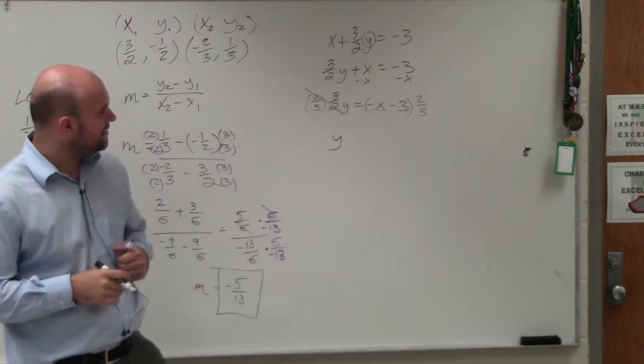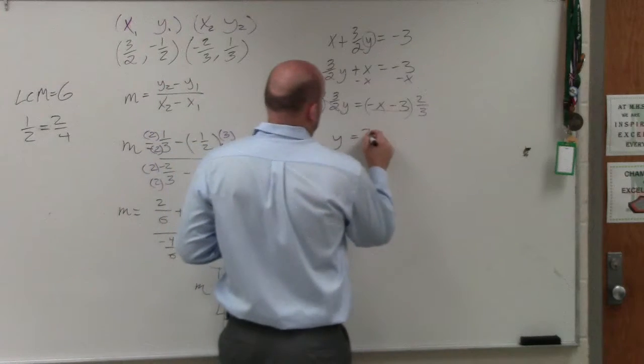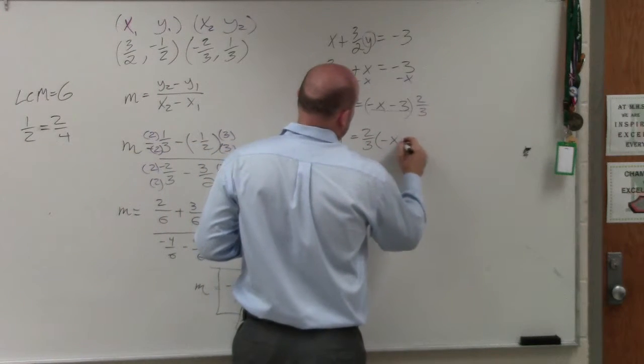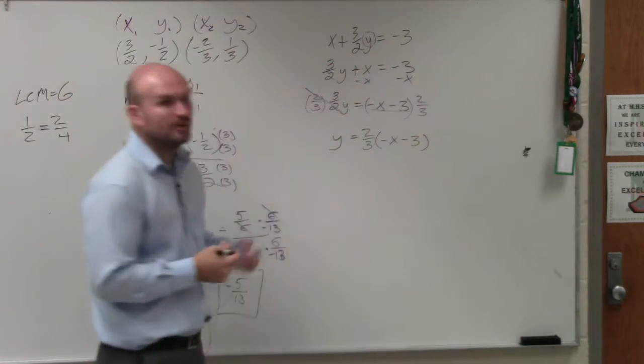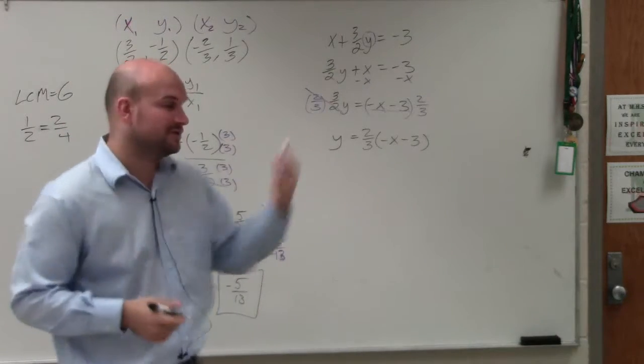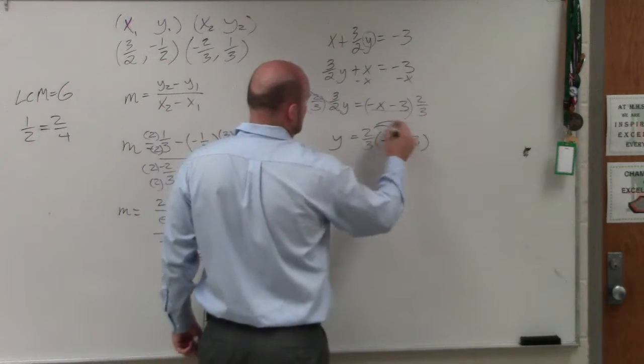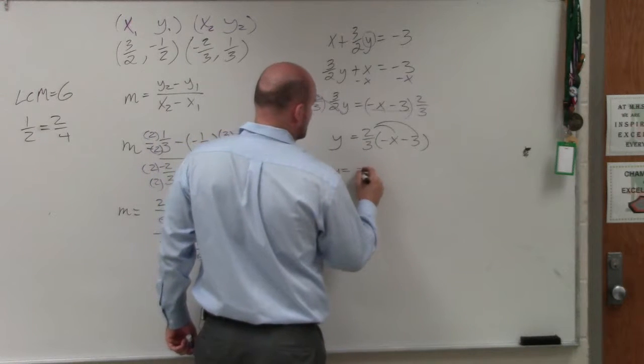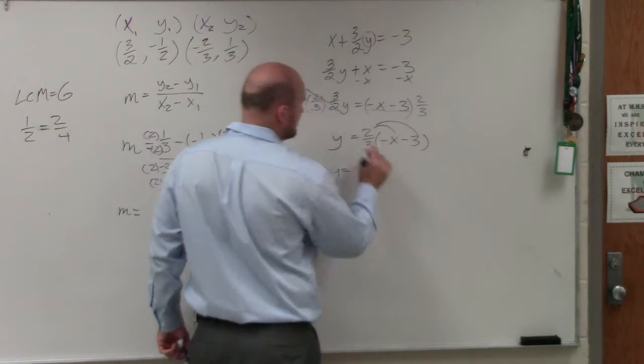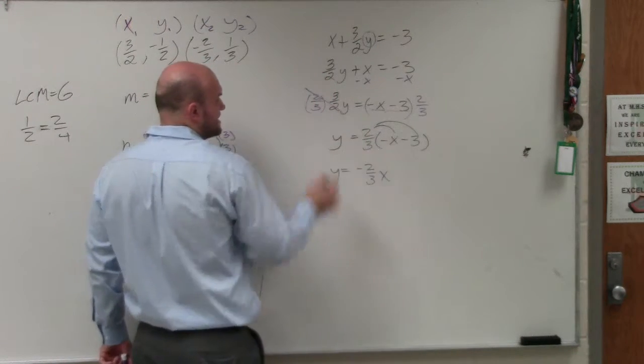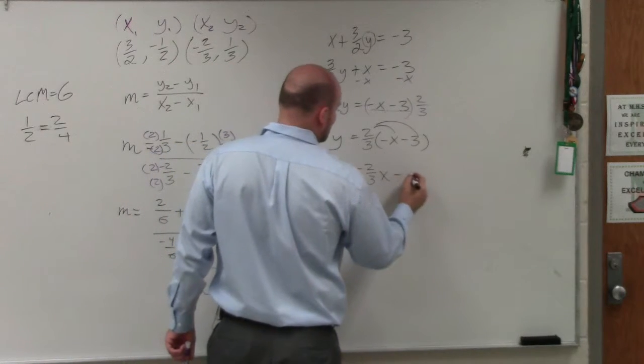And now I have basically 2/3 times negative x minus 3, which if they ask you to simplify it further, you can just apply the distributive property. And you get y equals negative 2/3 x. 2/3 times negative 3 is going to leave you with a negative 2.